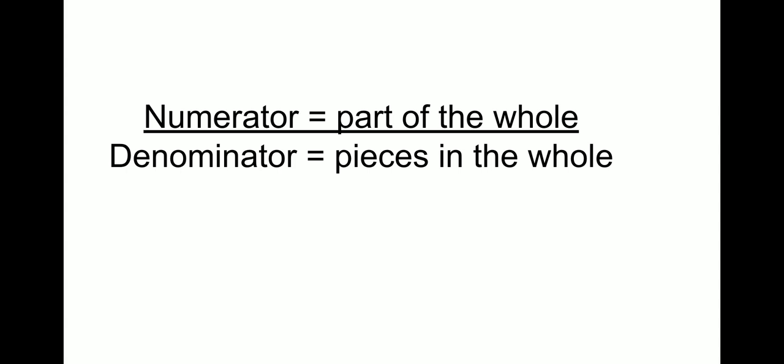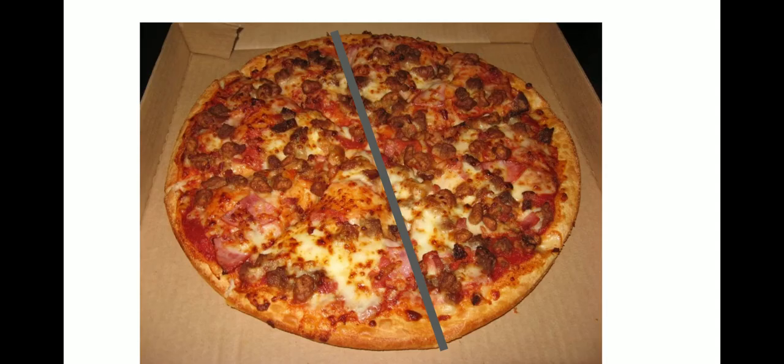The bottom number is how many pieces there are in all. So how many slices of pizza are there? How many total M&Ms are in the bag? That is your bottom number or your denominator. I often remember denominator because it starts with a D, and D starts the word down below. So denominator is always on the bottom.